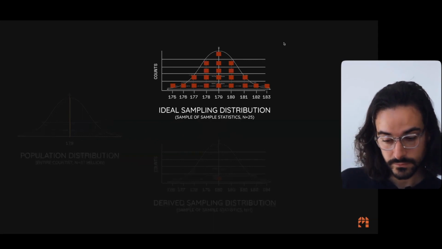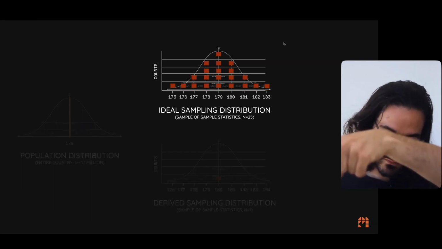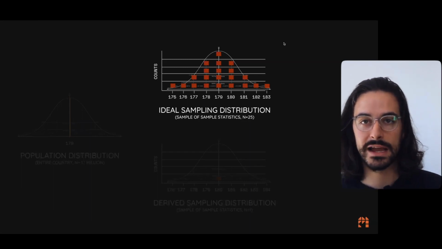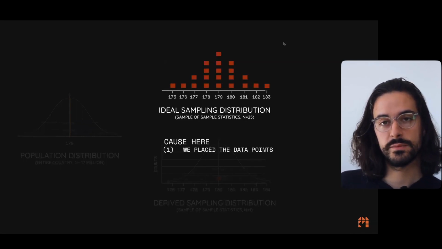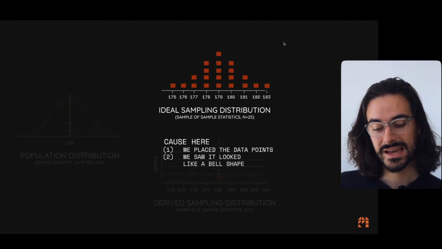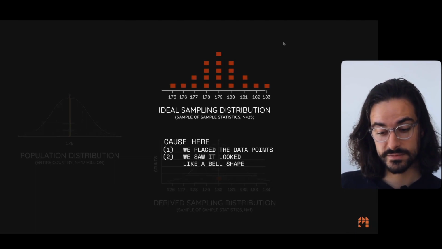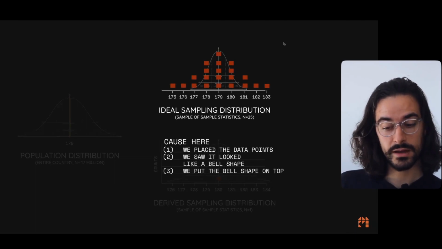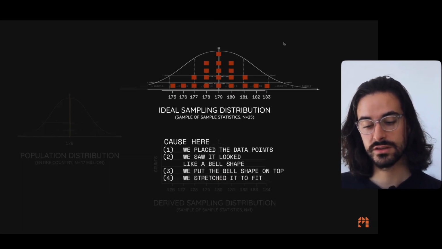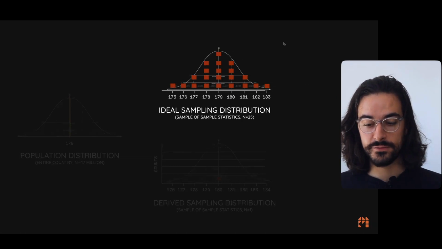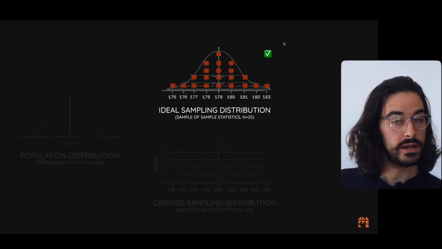Well, look, this ideal sampling distribution, we got it by plugging in all the numbers and drawing a bell shape on top of it, right? So that was pretty easy. Here in our ideal sampling distribution, we first placed the data points of the averages that we found in our samples. Then we saw it looked like a bell shape, and we're like, oh, interesting. Then we placed this bell shape on top of these numbers, okay? But it's not exactly matching yet. So we're going to stretch this bell shape in and out until it fits perfectly, right? So this is what we do. We stretch that. And once we stretch, it's a perfect fit.